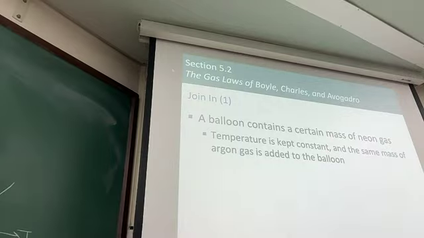Let me make some space. Okay, so we have a balloon here, a pretty balloon. We have some neon gas in here, which has a certain mass, and the temperature is constant. And then we add the same mass of argon gas. What happens?